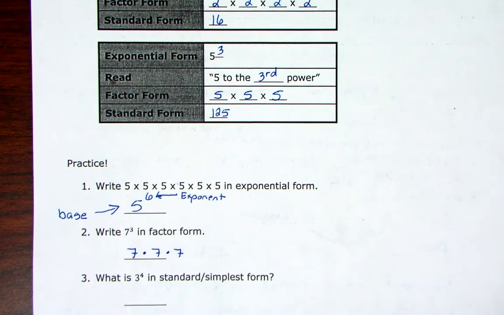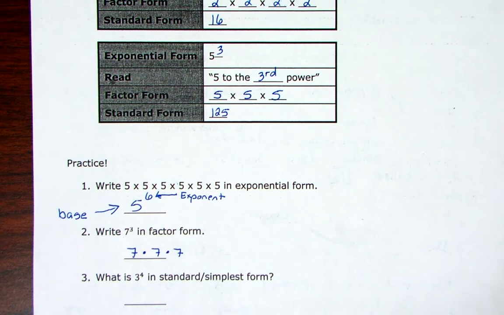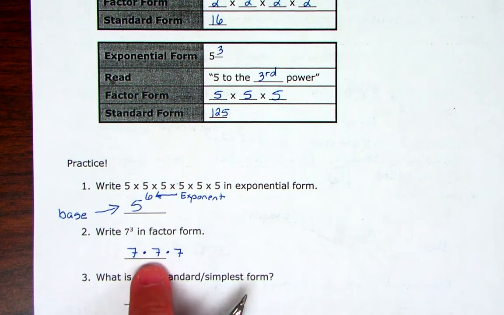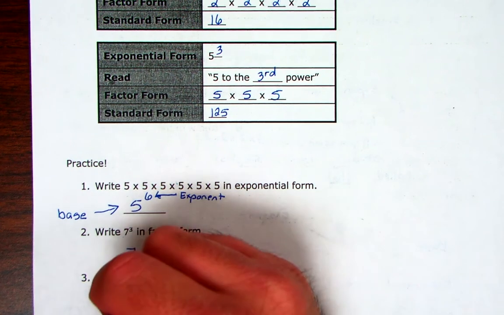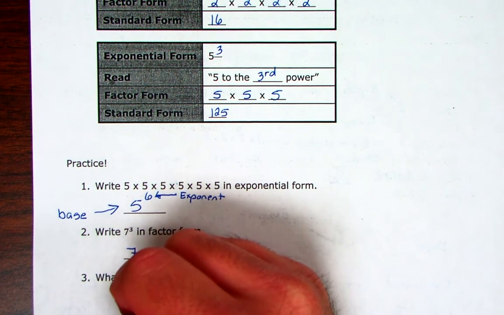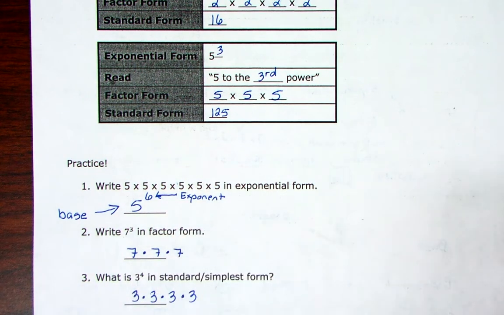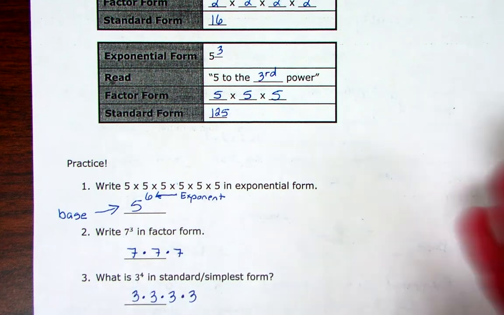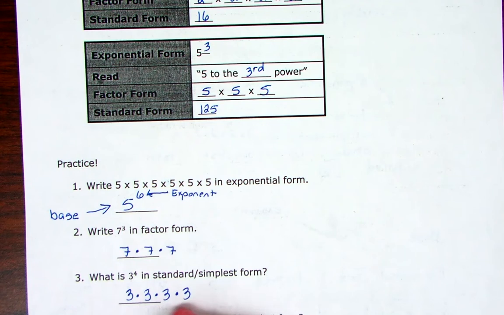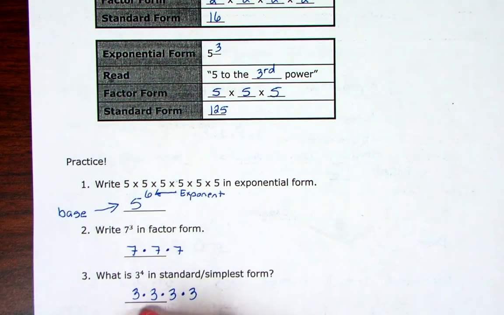What is 3 to the 4th in standard or simplest form? Well, I like to make this easier on myself, so I'm going to start by taking the exponential form and turning it into factored form, just like we did here. So that means my base is 3, and I have to write it 4 times. So 3 times 3 times 3 times 3. Now, growing up, I was like some kids and did 3 times 4 and got 12. That's not how it works. That's why I did the extra step of writing it from exponential form to factored form.